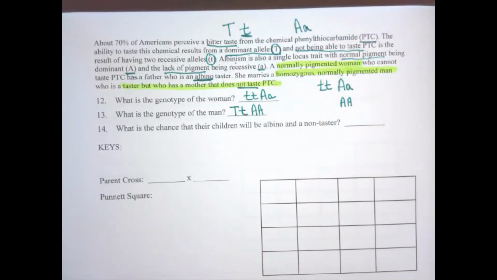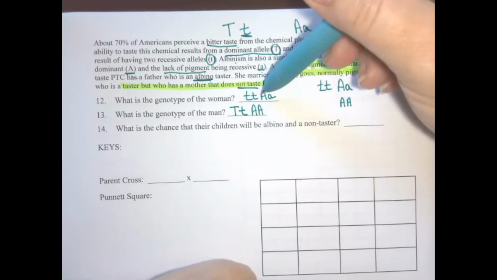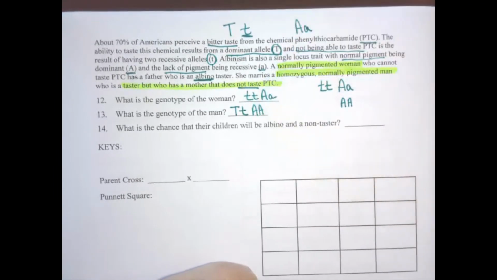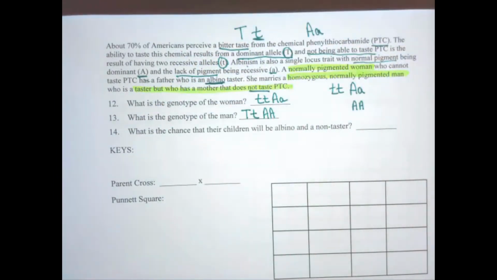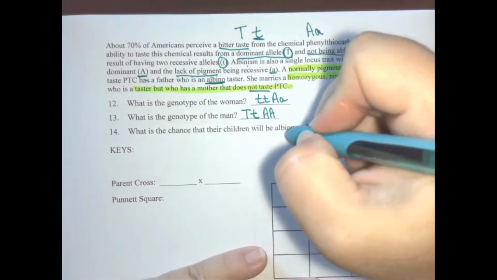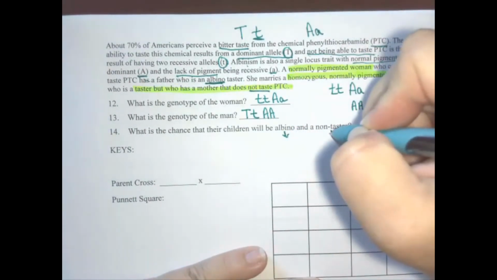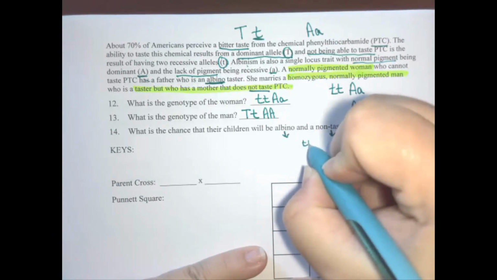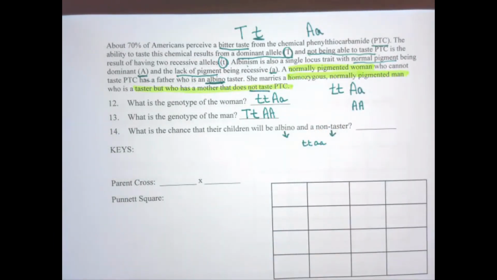Okay, so you have to break it down. It's like a word problem. You got to break it down. So this is the woman, this is the man. Then it says, what is the chance that their children will be albino and non-tasters? When we look at this, they want to see how many of their children are going to be completely recessive. All the little letters.